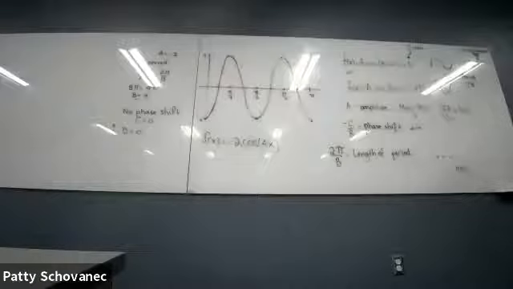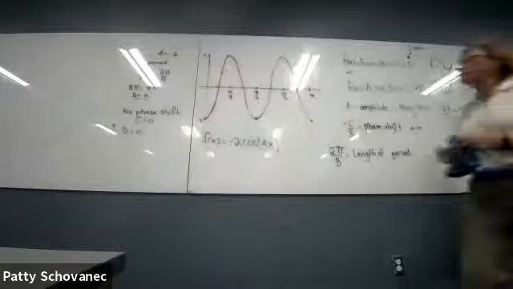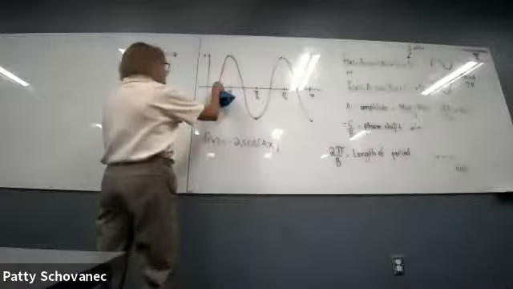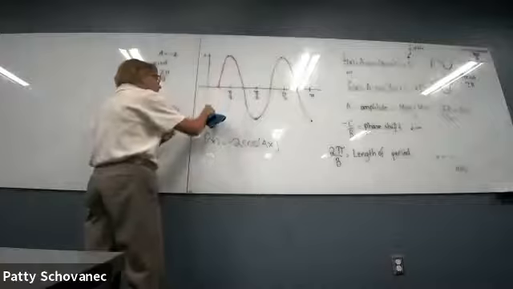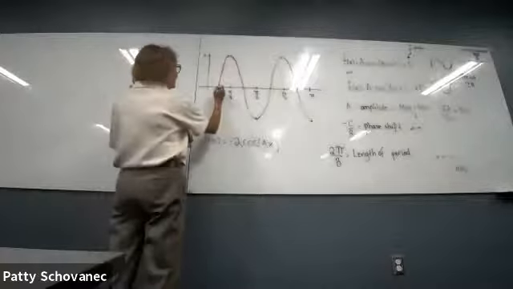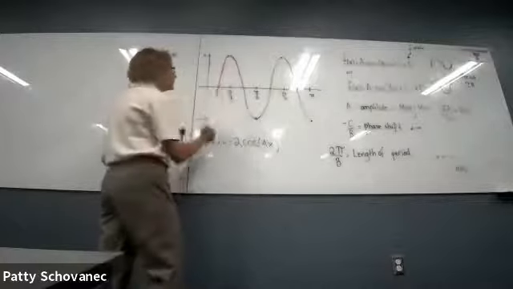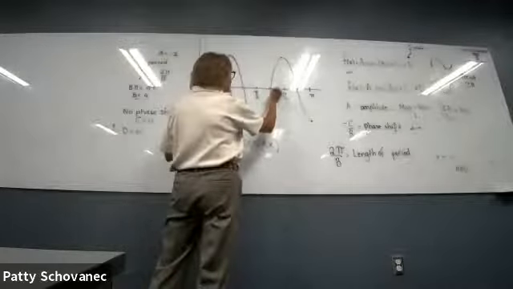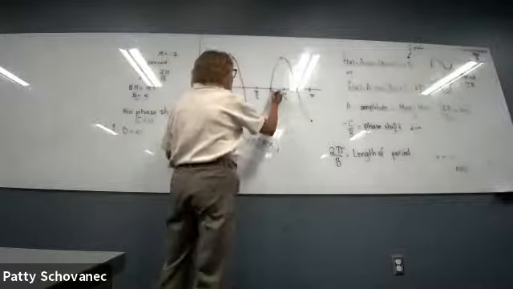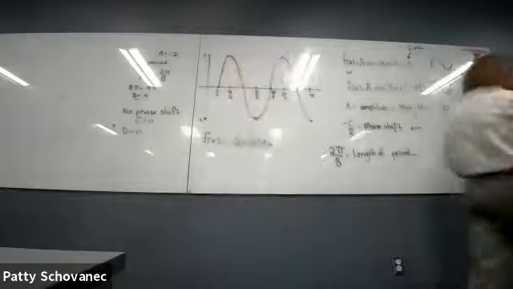But this time I'm going to look at the interval from pi over 8 to 5 pi over 8. So let's consider only the part of this graph from pi over 8 to 5 pi over 8. And tell me what you see.